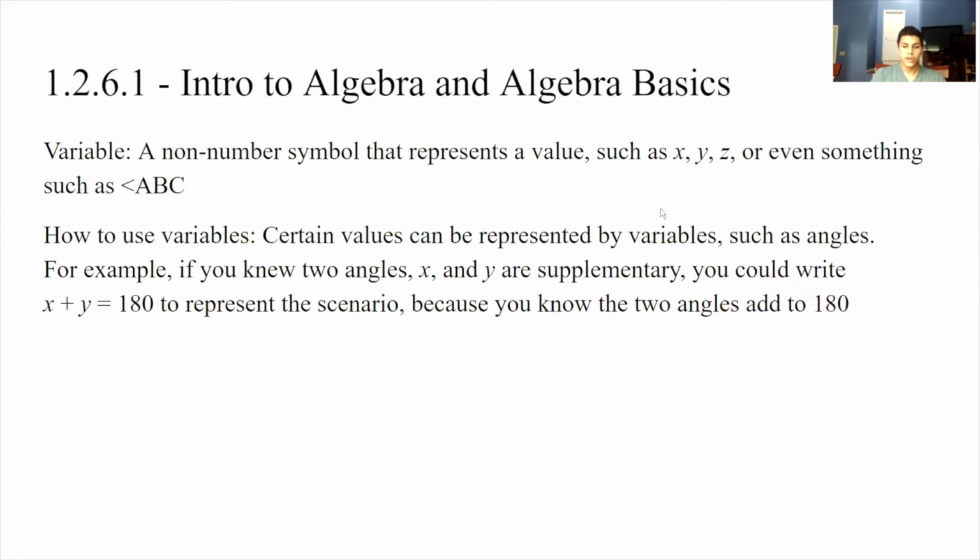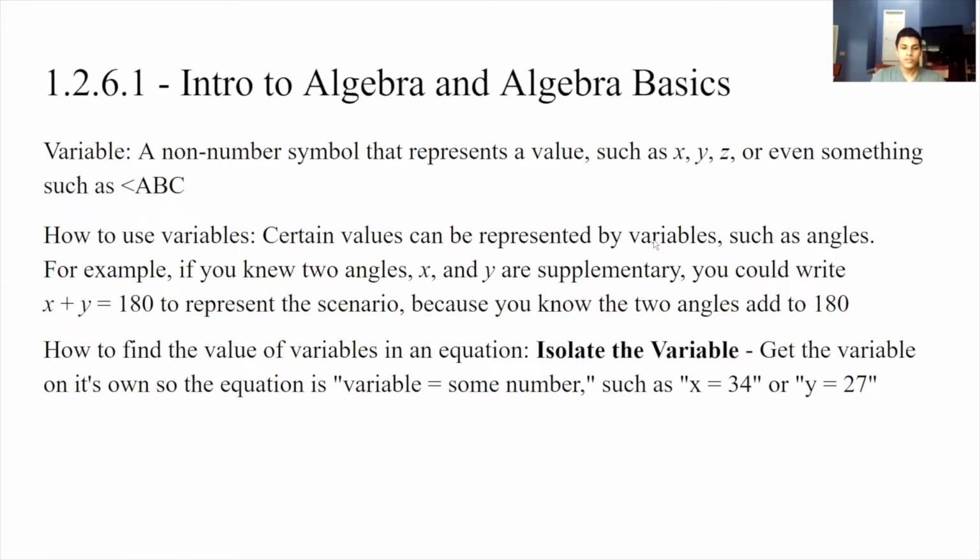So the way that we use variables is we write them in equations, and we can use algebra to find the value of those variables after we put them in the equations. So let's take an example. If we know that 2 angles, which we call x and y, are supplementary, you could write that x plus y equals 180 degrees to represent the scenario. Because you know that when 2 angles are supplementary, they add up to 180 degrees. So when your 2 angles are x and y, then inherently x plus y has to be equal to 180 degrees. So that's an equation that we can use variables in to represent a scenario.